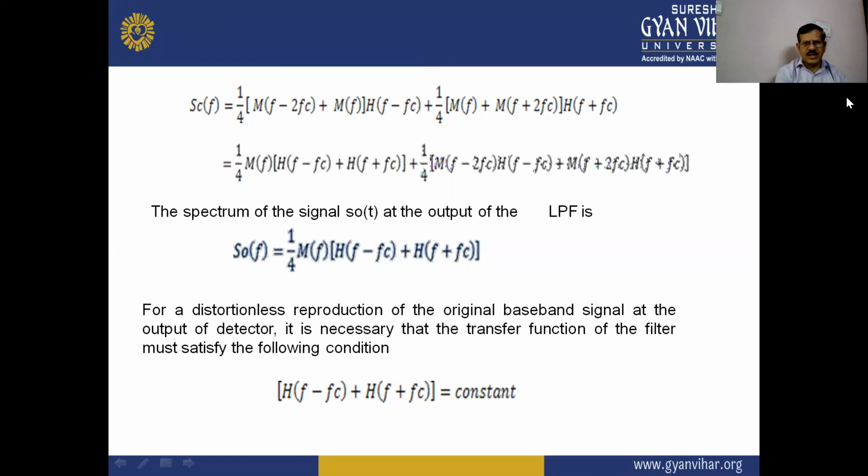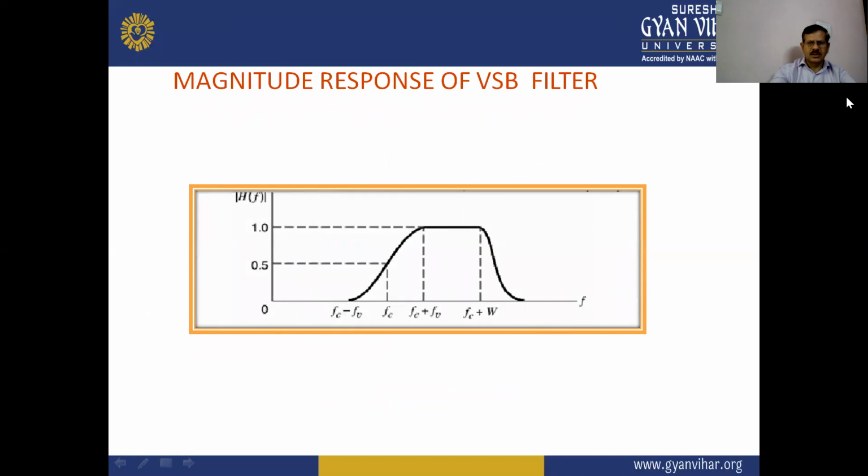So for distortionless reproduction of the original baseband signal at the output of the detector, it is necessary that the transfer function of the filter must satisfy the following condition: H(f minus f_c) plus H(f plus f_c) equals a constant. This graphical diagram represents the magnitude response of the VSB filter, amplitude versus frequency, and there are different lower sideband and upper sideband in the form of frequency spectrums.